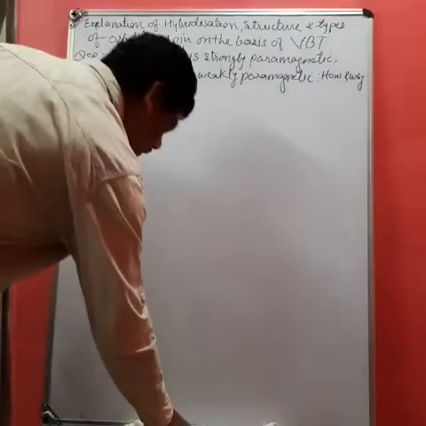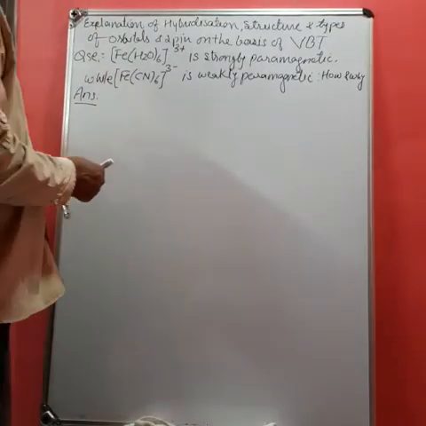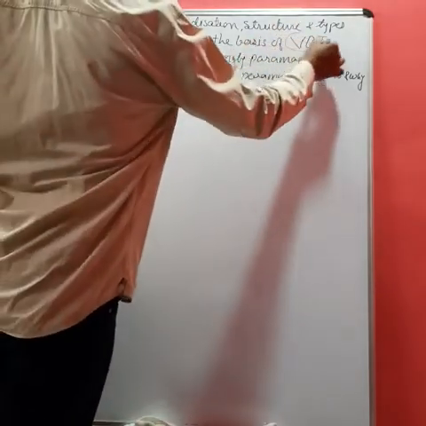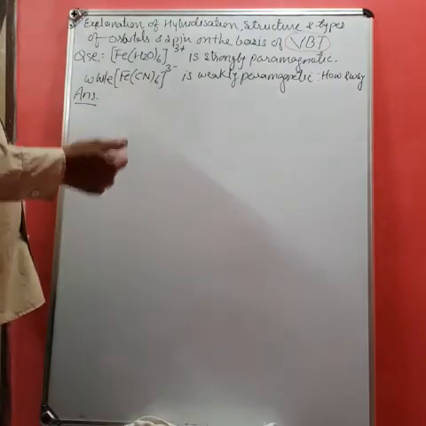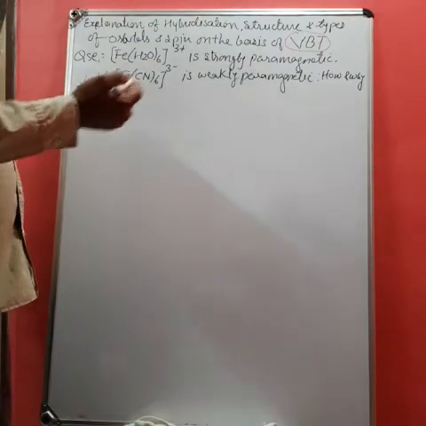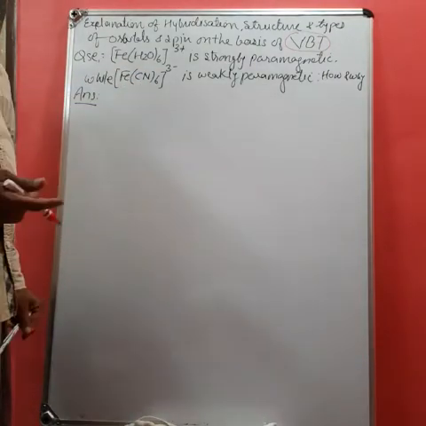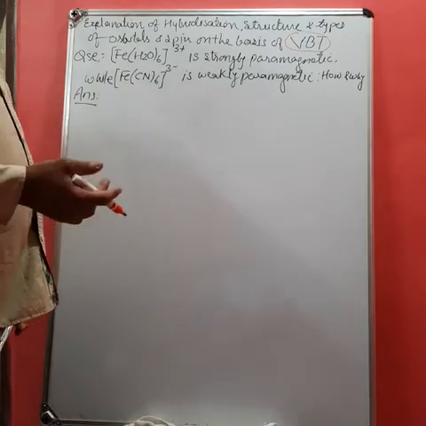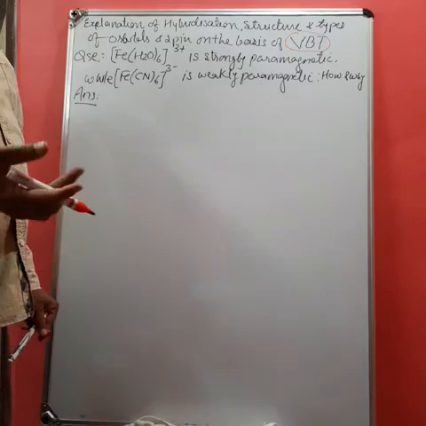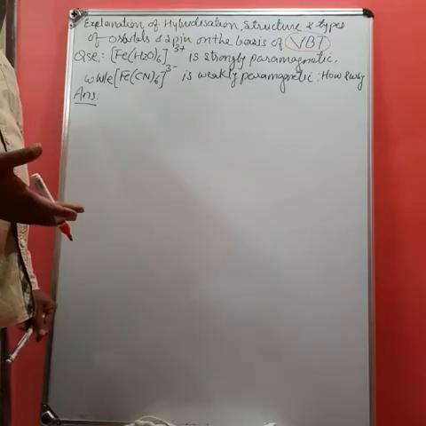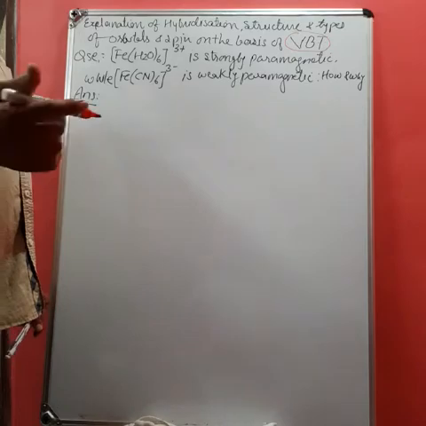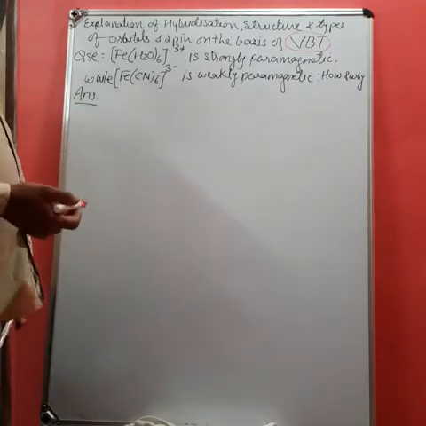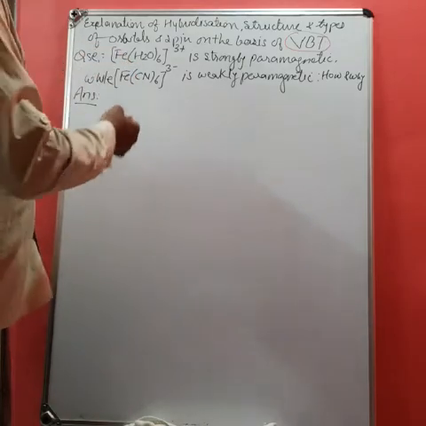Yes, student, here is one of the questions. With the help of it, we can explain the valence bond theory and its application. We know that the valence bond theory is applicable to explain the hybridization state, structure, magnetic property, type of orbital, and the type of spin. So we can explain all these things on the basis of valence bond theory by taking one example.